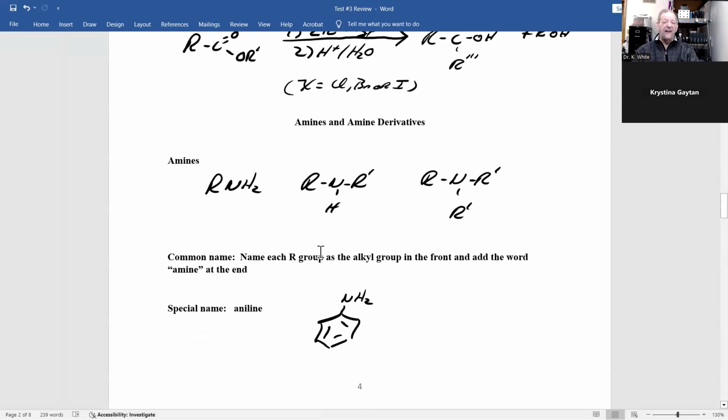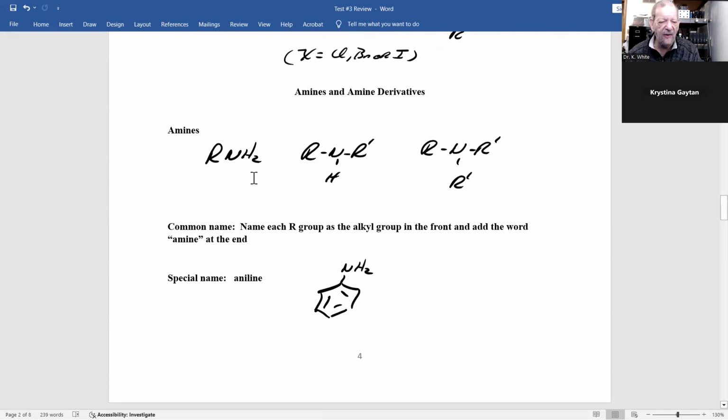Now, the next area I talked about was amines and amine derivatives. And a derivative means something that's derived or made from an amine. And if you watch the videos, which I hope you all did, for a number of years, I worked in this industry, and I have a number of US patents, so it's very near and dear to my heart.